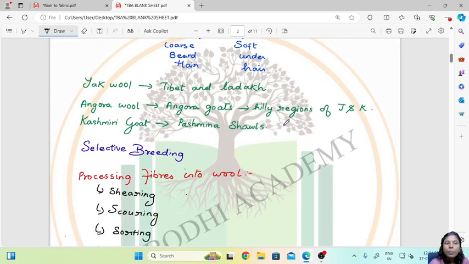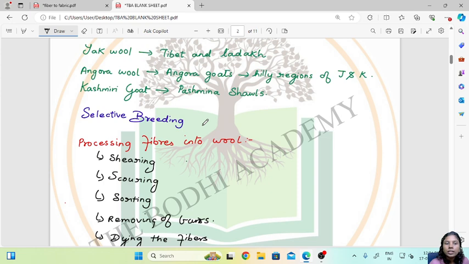Then we spoke about the different kinds of wools that are obtained from different goats and sheep, and they are found in different regions. We spoke about the yak wool that is found in Tibet and Ladakh, the Angora wool found from Angora goats in the hilly regions of Jammu and Kashmir, the Kashmiri goat that yields us the wool that is used to make the pashmina shawls.